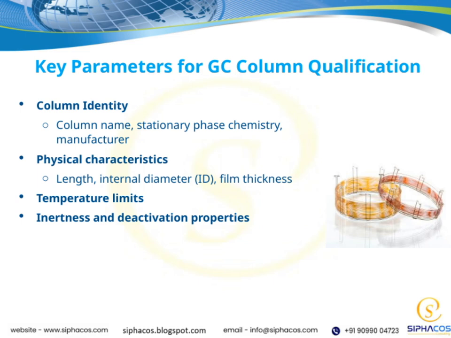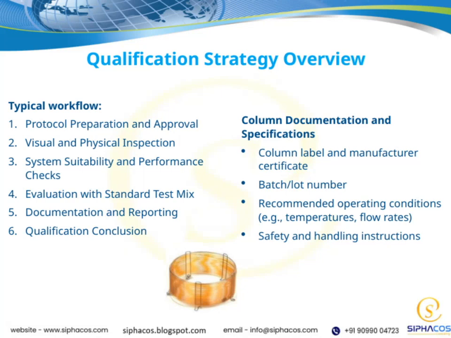Temperature limits are also critical. Every column has a maximum temperature it can handle, so understanding these limits helps prevent damage and ensures optimal performance. Finally, inertness and deactivation properties are vital. They determine how resistant the stationary phase is to active compounds in our samples, which affects the overall stability and reproducibility of our analyses. All these parameters are interconnected and play a key role in qualifying a GC column, ensuring we get reliable, accurate results every time. Now, let's take a closer look at the column documentation and specifications.